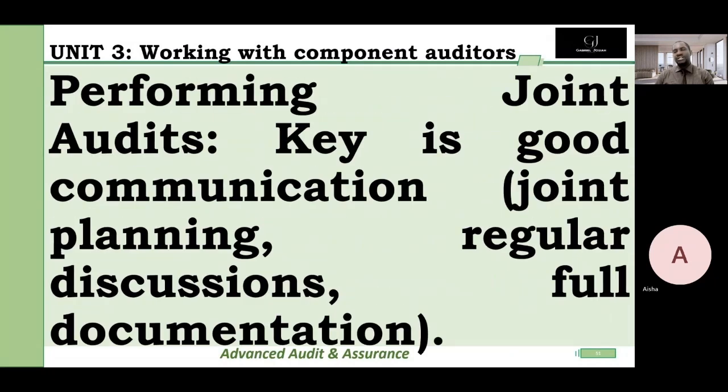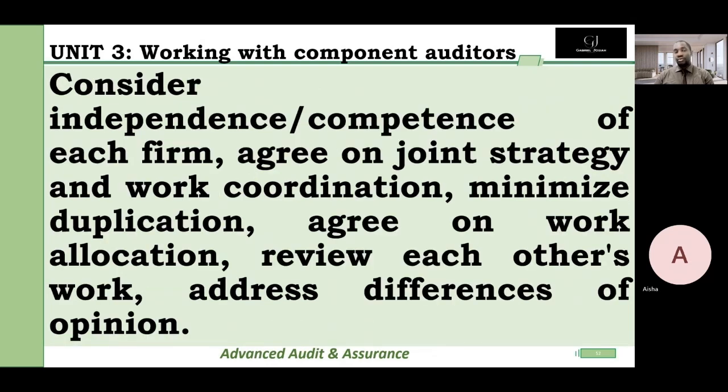So performing joint audits, the general objective, or the key, is to communicate very well and plan very well. Regular discussions with both auditors, with full documentation, should be ensured, and performing joint audits will go seamlessly. So we need to consider the independence and competencies of each firm, and I believe the board will have done that during the selection process. Agree on the joint strategy and work coordination to make the work move seamlessly.